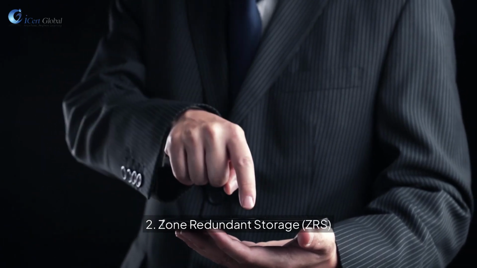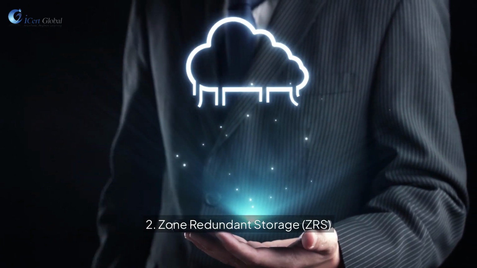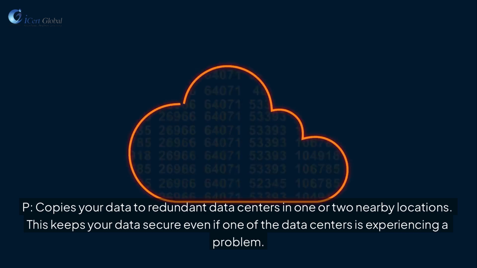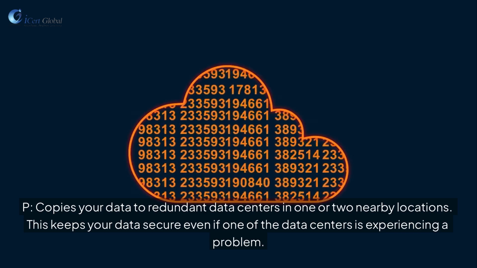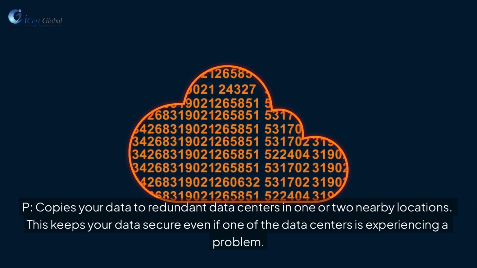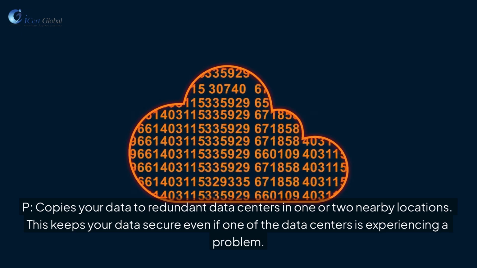2. Zone redundant storage, ZRS. Copies your data to redundant data centers in 1 or 2 nearby locations. This keeps your data secure even if one of the data centers is experiencing a problem.